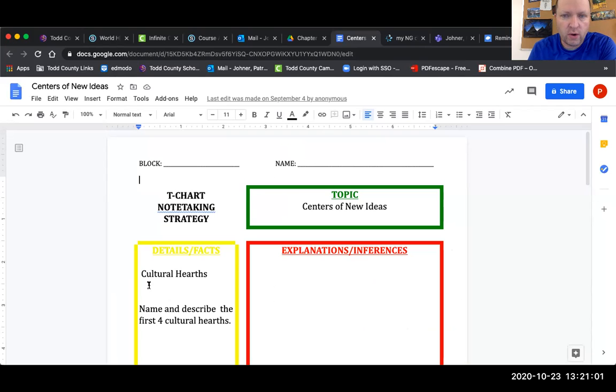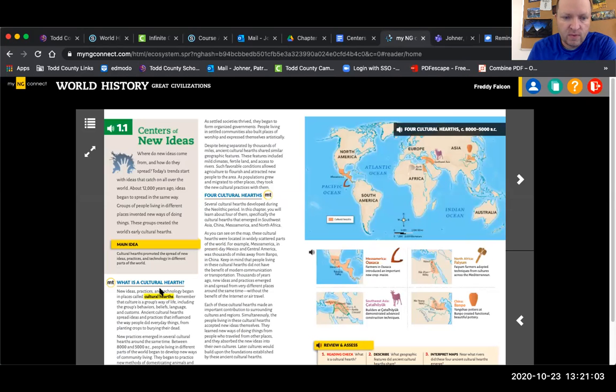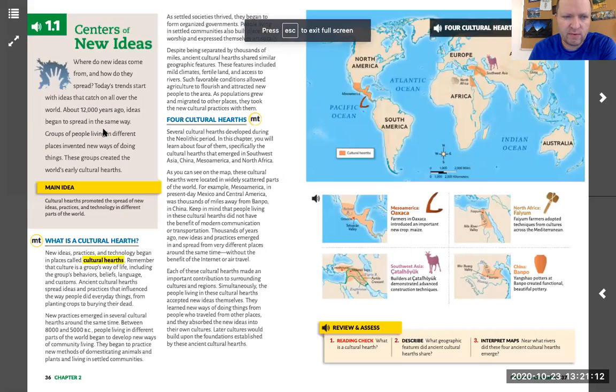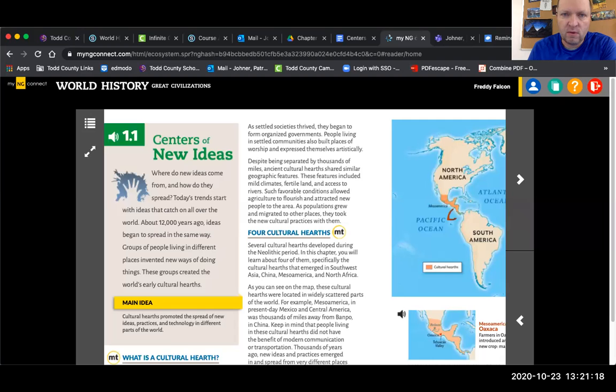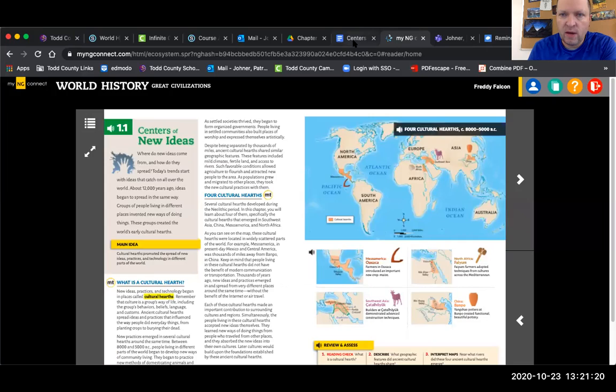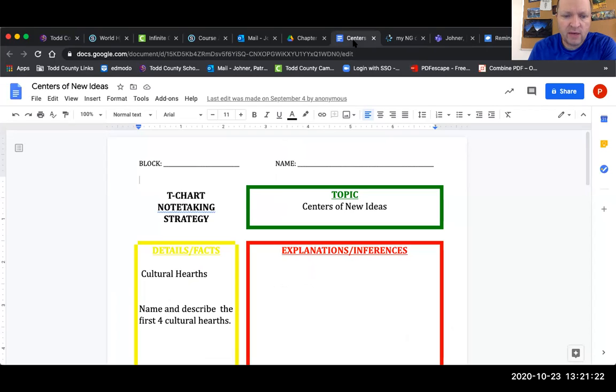So cultural hearths, vocabulary word, there she is. And one thing, if you want to make the page bigger, guys, just click on the double arrows and it makes the print a little bit bigger, so you don't have to sit there and squint. Little hint there.